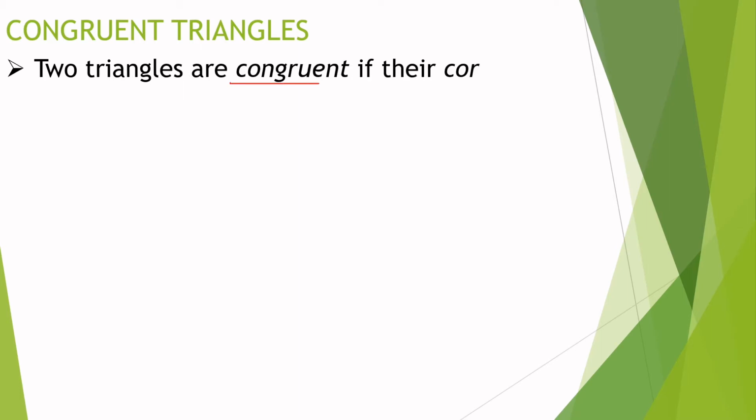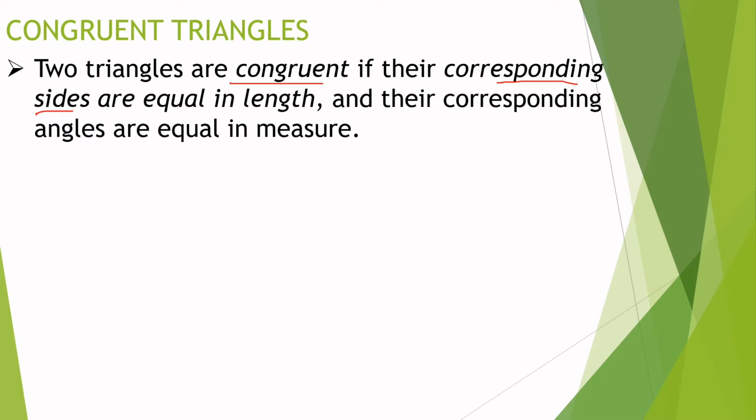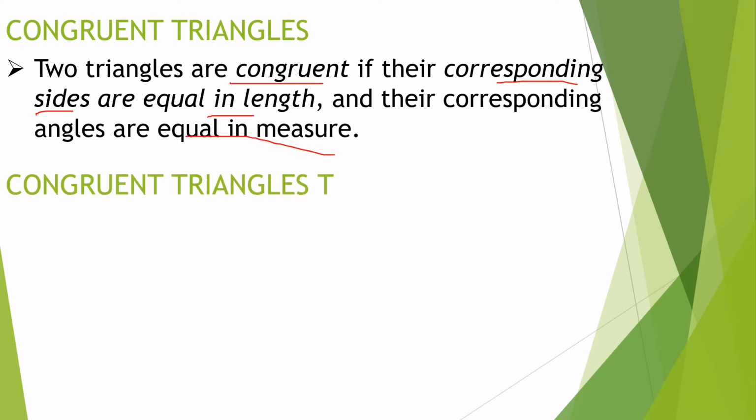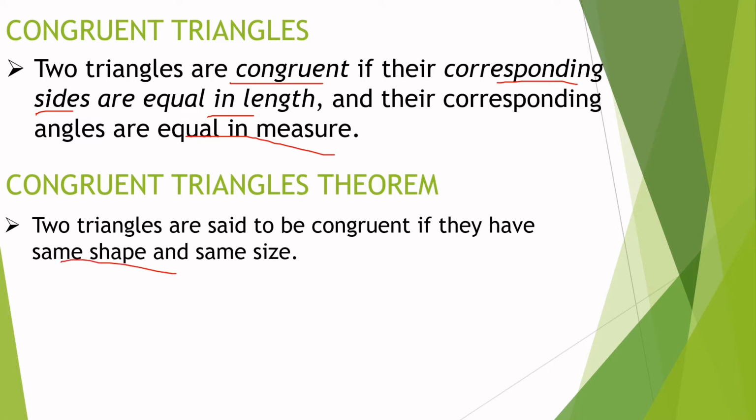Our lesson for today is about congruent triangles. So what are congruent triangles? Two triangles are congruent if their corresponding sides are equal in length and their corresponding angles are equal in measure. So we have the congruent triangles theorem or postulate. Two triangles are said to be congruent if they have the same shape and the same size.